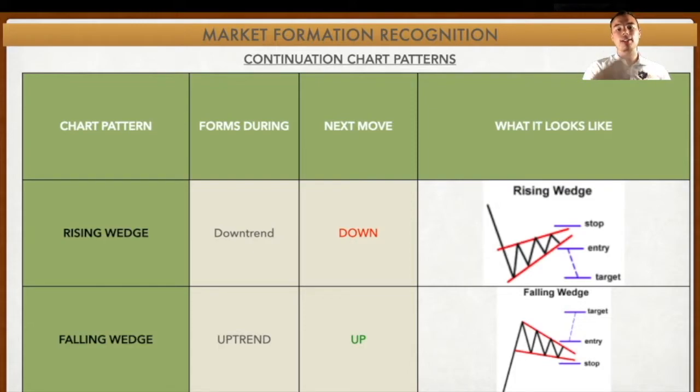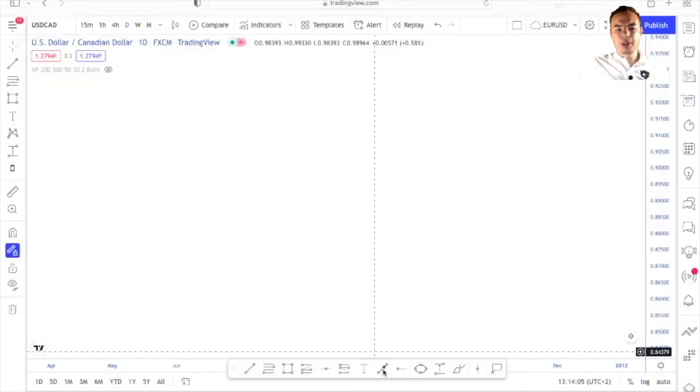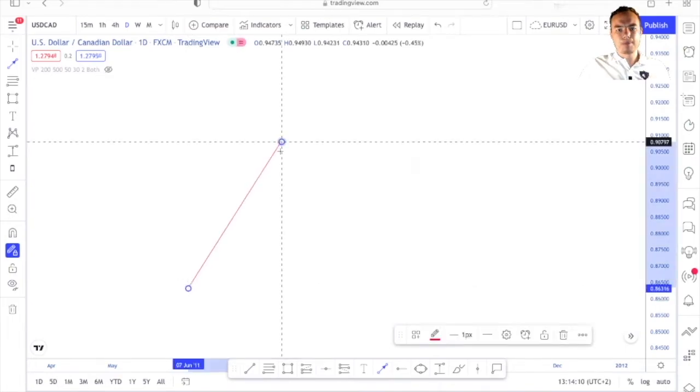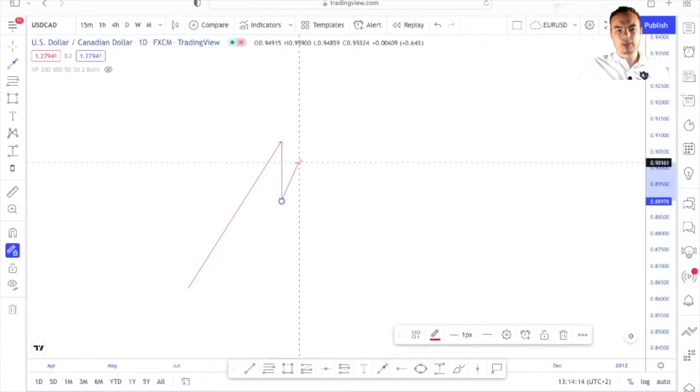Right, the next one is the complete opposite of a rising wedge. It is a falling wedge. So as the rising wedge comes from a downtrend and it's a continuation move, so it goes further down, your falling wedge comes from an uptrend and it goes further up. As you can see in the photo on the right hand side, it is the complete opposite to the rising wedge. So with a falling wedge, you'll have a big move to the upside, and then you'll have something similar to this.